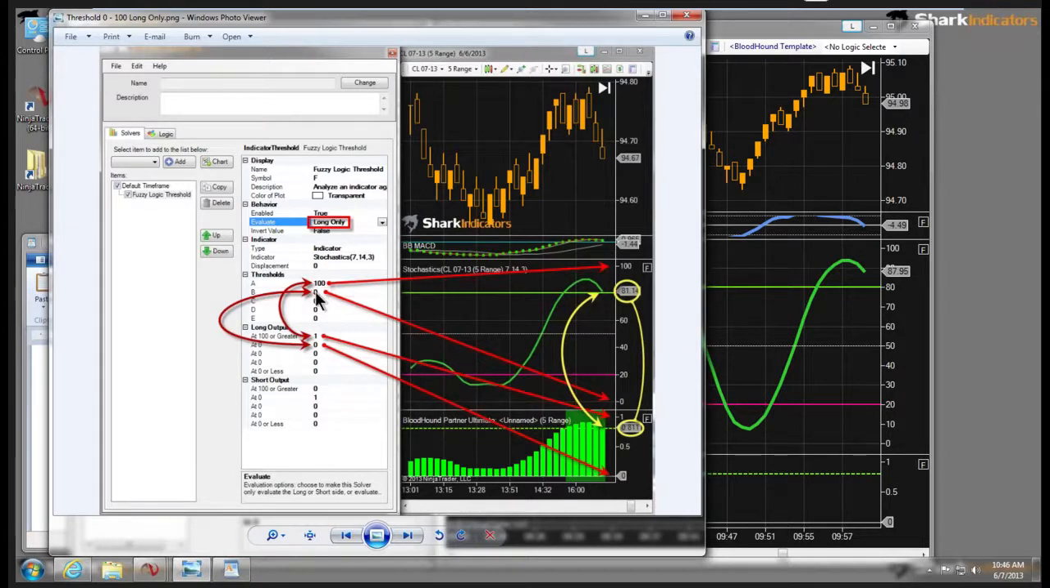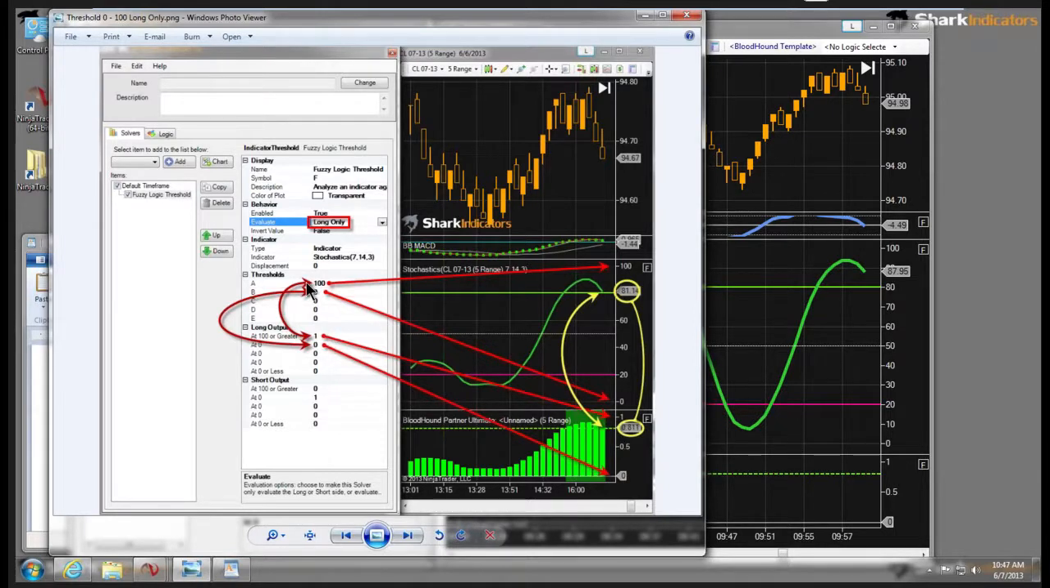And then when the stochastics gets down to 0, this solver will give us a 0% confidence met. As the green stochastic line fluctuates from around 10 and moves up closer to 100, we can see BloodHound's output is also matching it. The closer our stochastic indicator gets to 100, the more the output increases to 100%, as specified in the long output section.